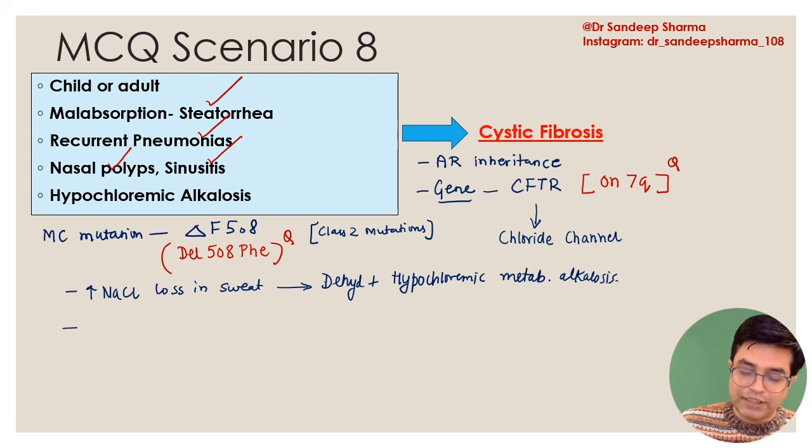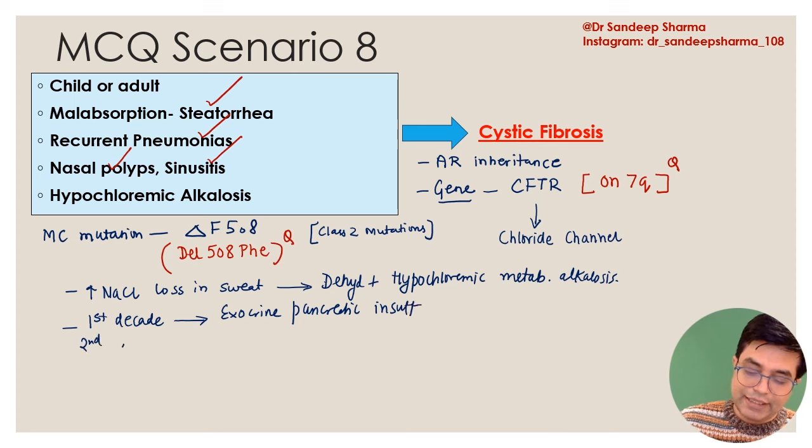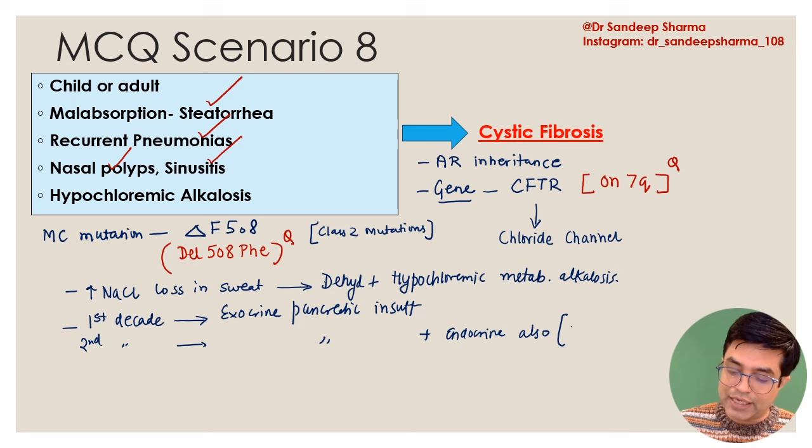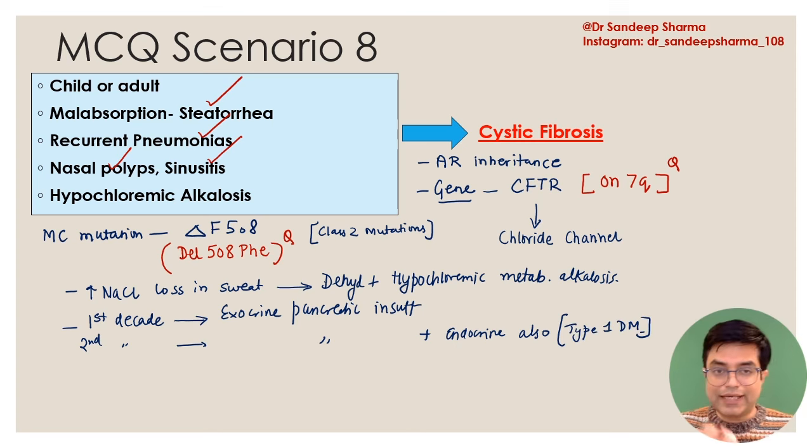Also remember that in the first decade of life, you will find that these patients are having exocrine pancreatic insufficiency. And on the other hand, once second decade begins, second decade में exocrine तो चलता ही है, along with that endocrine pancreatic insufficiency also appears. That is, type 1 diabetes mellitus risk increases in second decade of life onward.